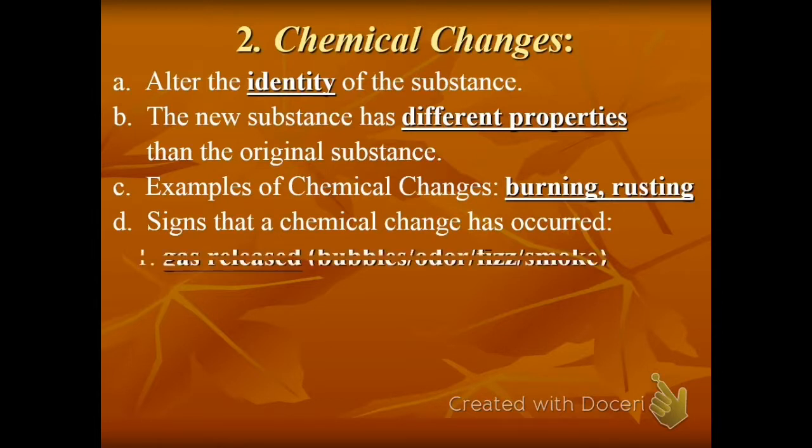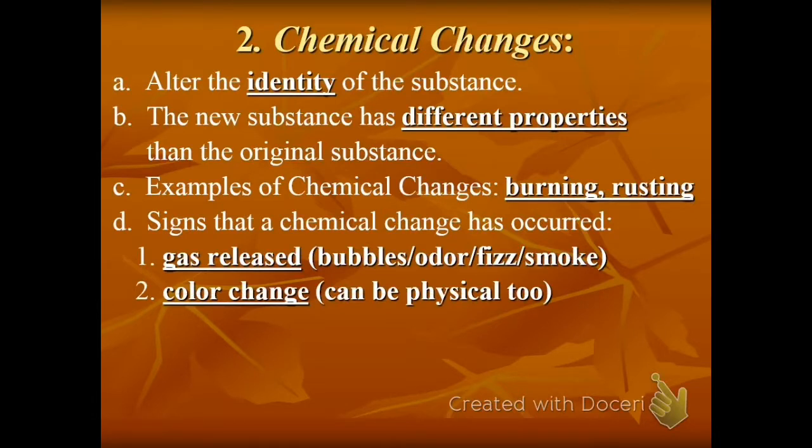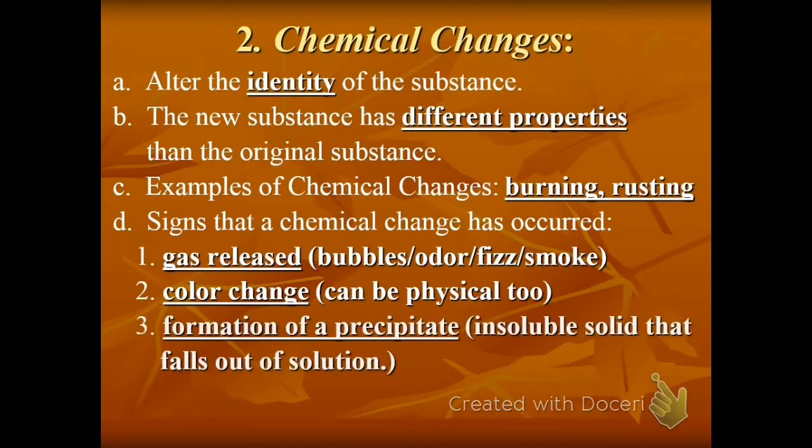There are some signs that a chemical change has occurred. There are 4 that I want you to remember. Gas being released is one, so you might have bubbles or an odor or something fizzing or smoking. A color change is a good one, although that can be confusing because sometimes physical changes can change the color, like dyeing something. Formation of a precipitate, which means some sort of insoluble solid that falls out of a solution. That'll make more sense as we go through the year.